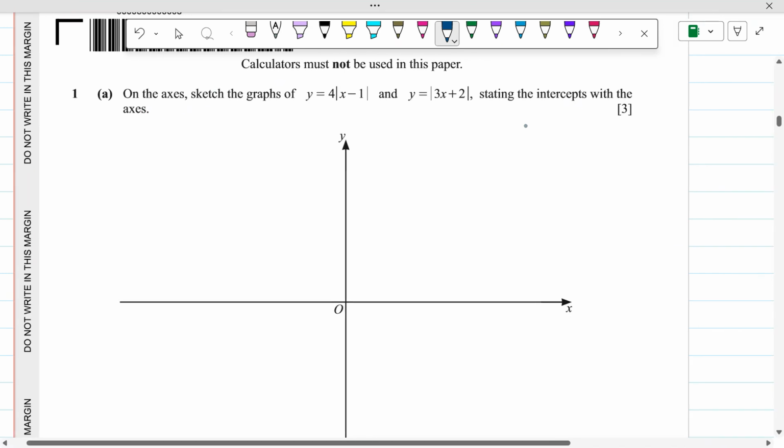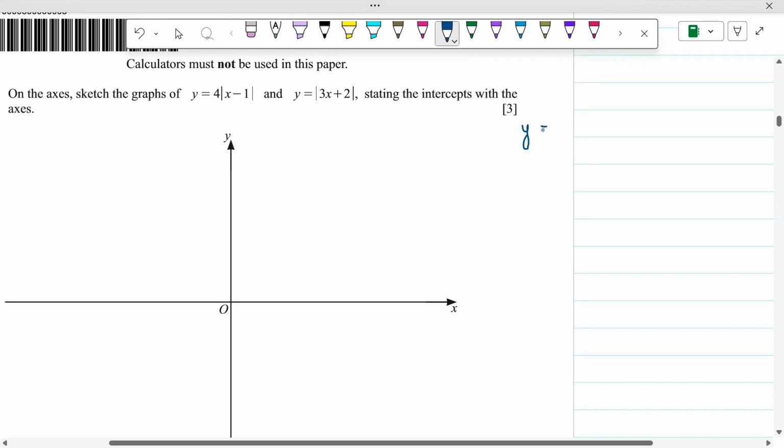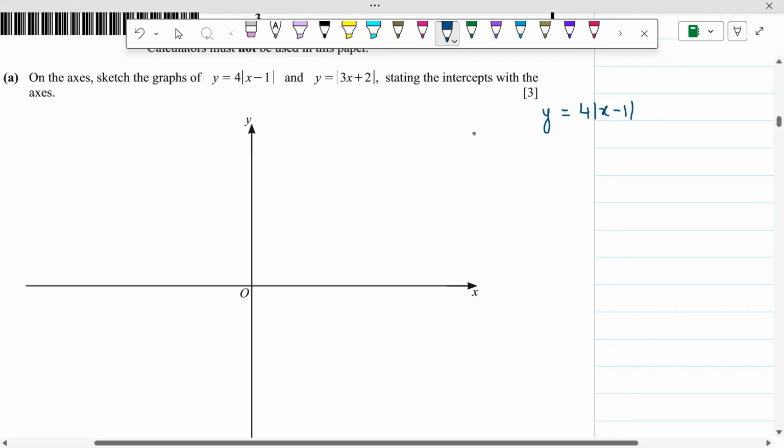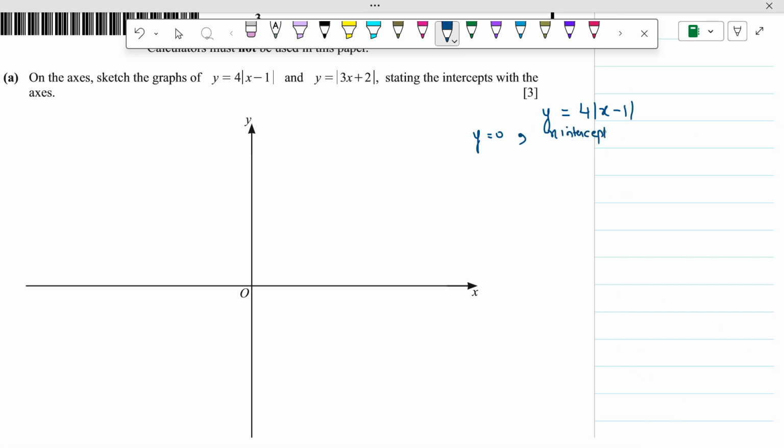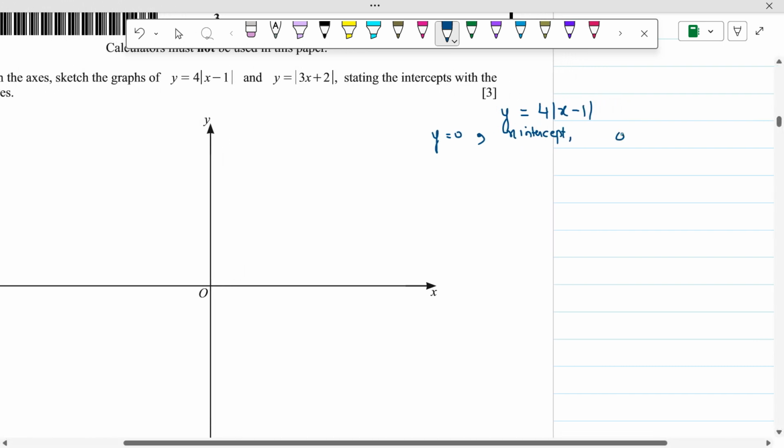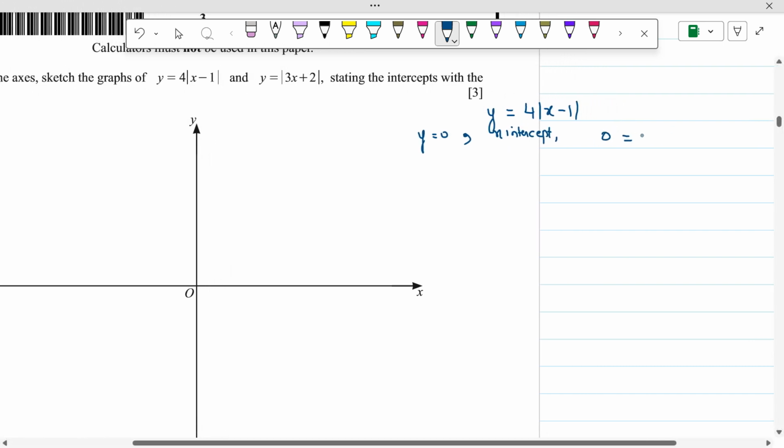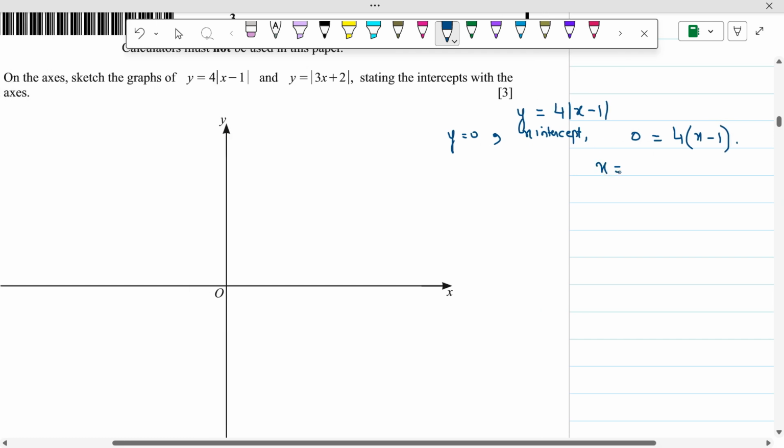Okay, first we take y equals 4 times the absolute value of x minus 1. First we take y equals 0 to find the x-intercept. So y equals 0 and 4 times x minus 1, so we will have x equals 1.